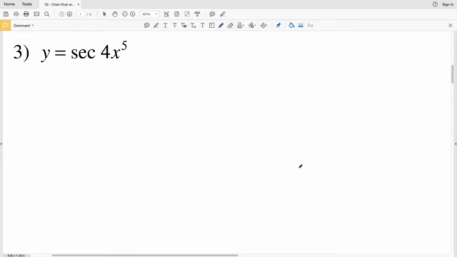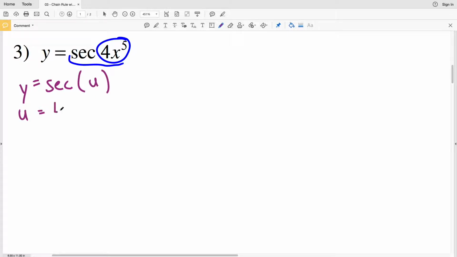Moving on to number 3, again we're using the chain rule. We're first going to find the derivative of the secant of u, and the derivative of the secant is going to be secant tangent. So writing this out again, if we set y equal to the secant of u and u equal to 4x to the 5th, then for the derivative of y with respect to u, the derivative of secant of u is secant of u times the tangent of u.